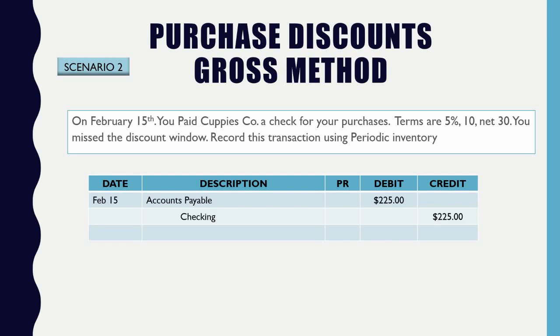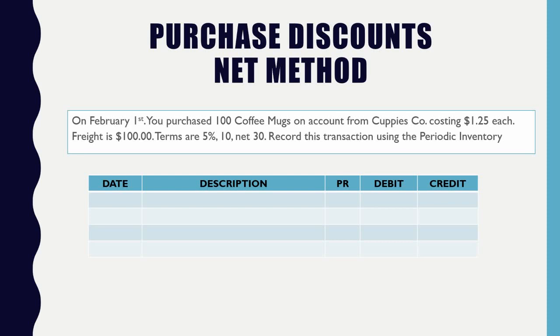Okay, so let's actually talk about the net method. When we talked about the net method, we remember it as you already discounted the items in the first place. So again, this time we're looking at the same scenario, but in this case, the net method. So February 1st, you purchase 100 coffee mugs at $1.25 each, with the freight costing $100. Terms are 5/10, net 30. So let's go ahead and record this transaction.